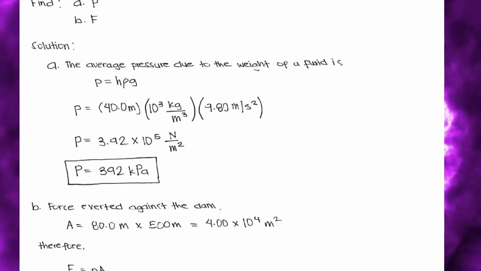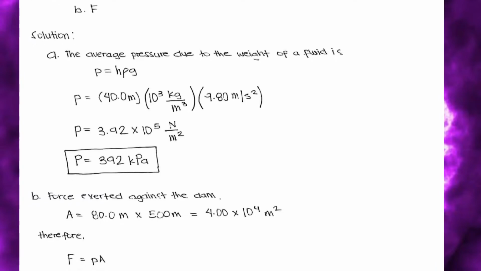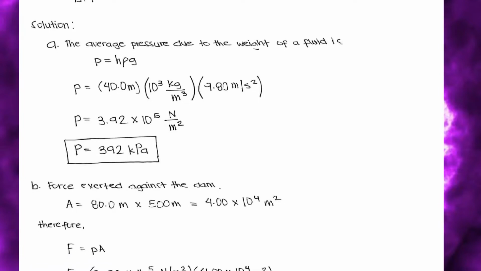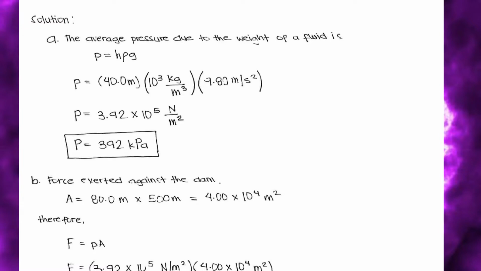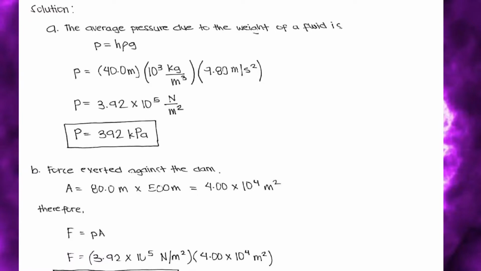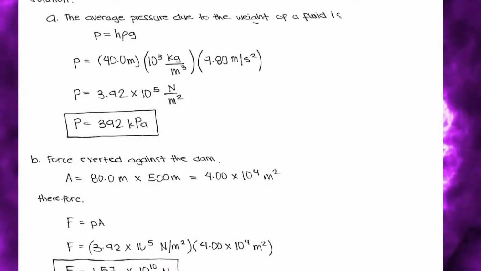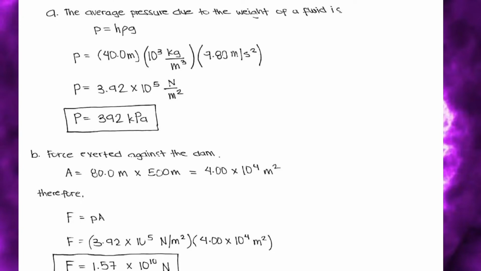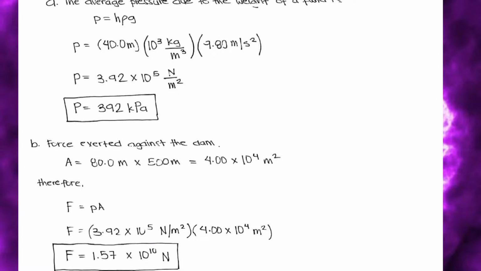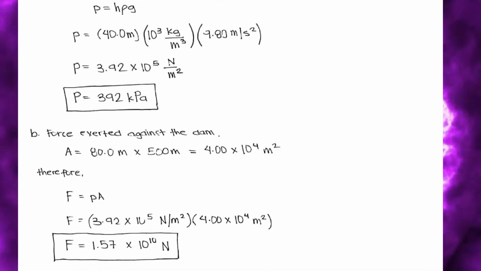We use the equation pressure is equal to height times rho times gravitational acceleration. So our height here is 40.0 meters, our rho is 10^3 kilograms per meter cubed, and our gravitational acceleration we know is 9.80 meters per second squared. So the answer for the pressure is 3.92 times 10 raised to the power 5 newtons per square meter, or 392 kPa.